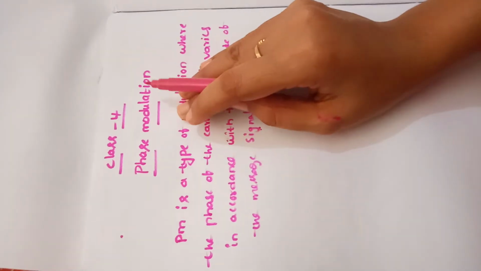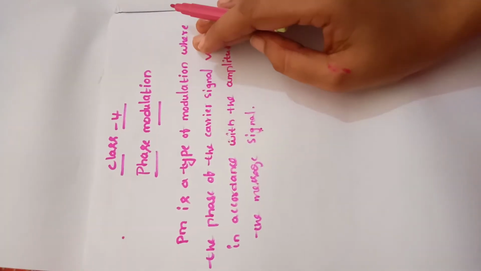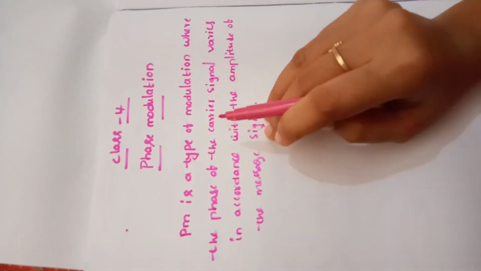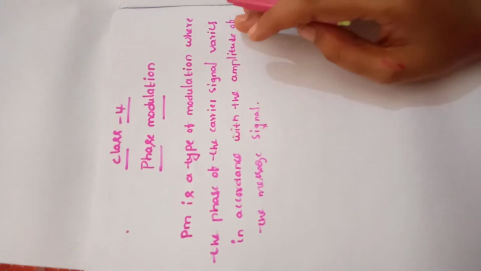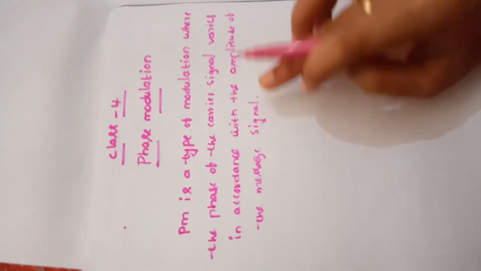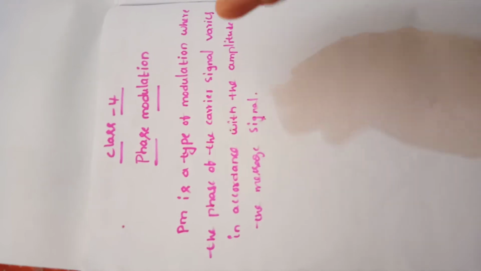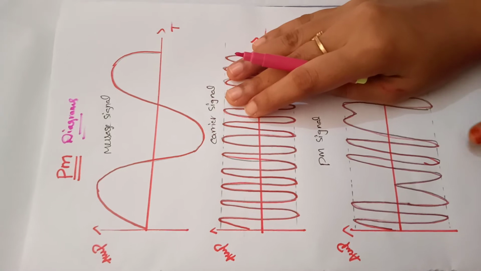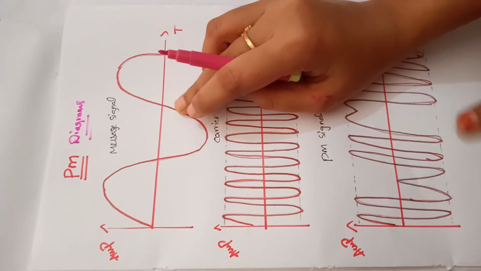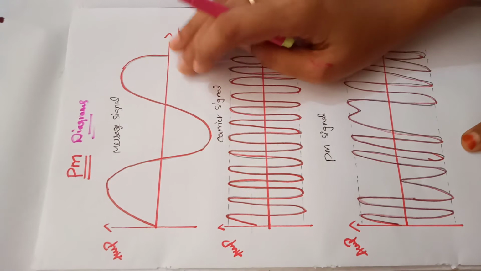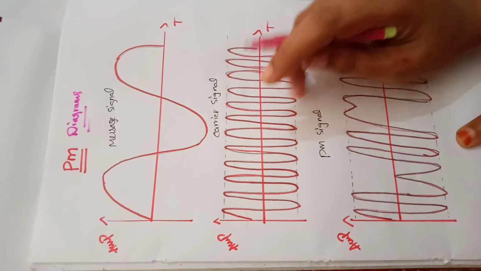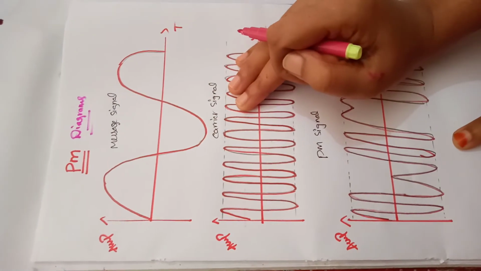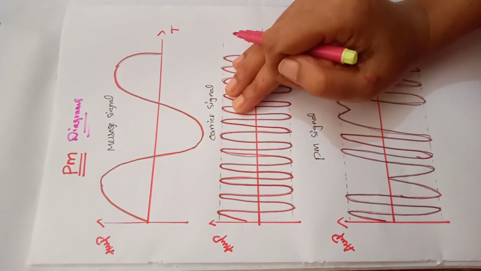Phase modulation is a type of modulation technique where the phase of the carrier signal varies in accordance with the instantaneous amplitude of the message signal or information signal. Phase modulation is simply called PM. Next, coming to the phase modulation diagram, here the phase of the carrier signal varies while the amplitude of the carrier signal remains constant.